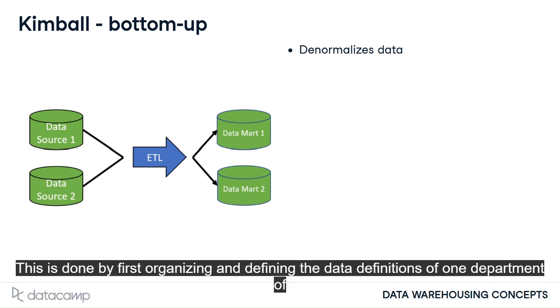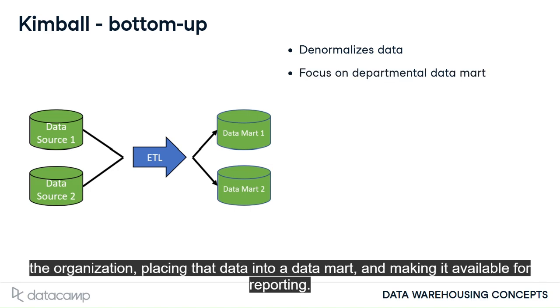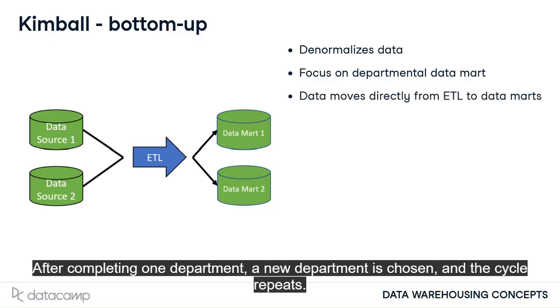This is done by first organizing and defining the data definitions of one department of the organization, placing that data into a data mart and making it available for reporting. After completing one department, a new department is chosen, and the cycle repeats.